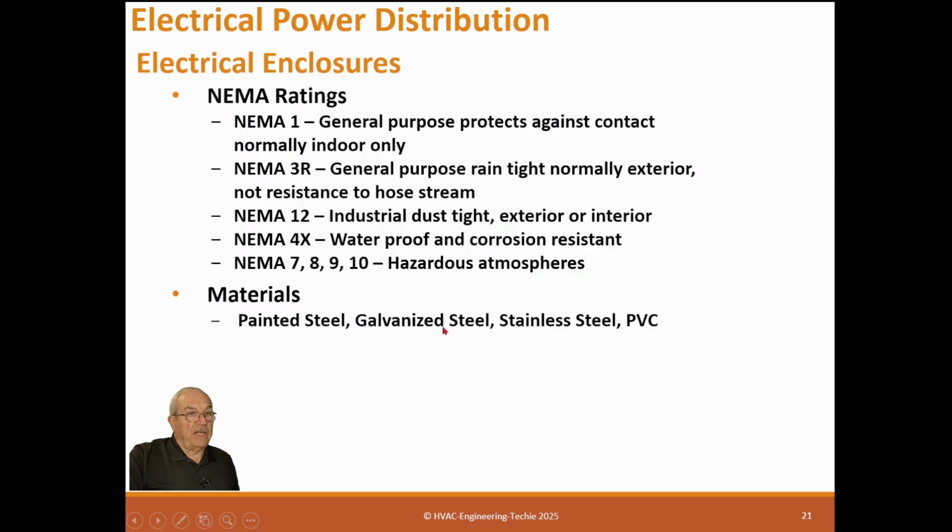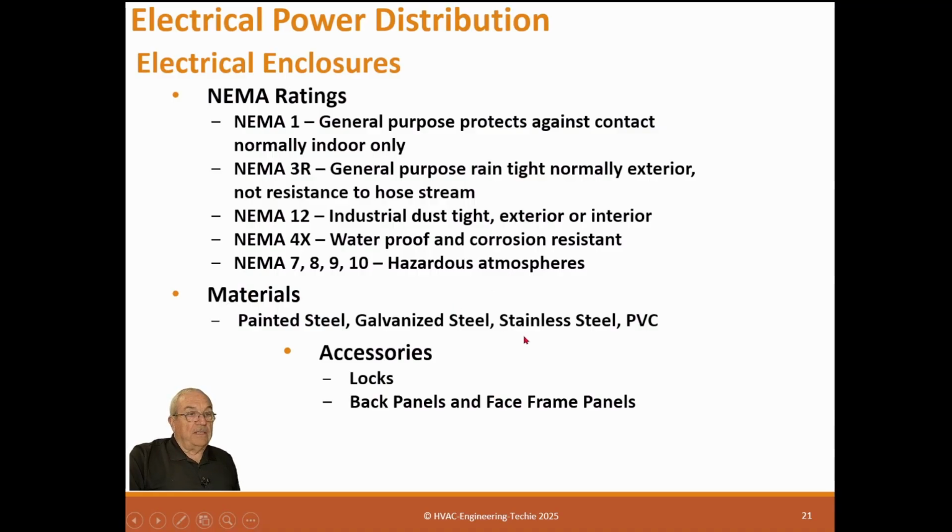Materials: painted steel, galvanized steel, stainless steel, and PVC are all materials that a section can be made out of, of course. Painted steel is cheapest, galvanized steel is more expensive, stainless steel is very expensive, and PVC is only made for small panels. Accessories: locks, back panels and face panels, face frame panels.